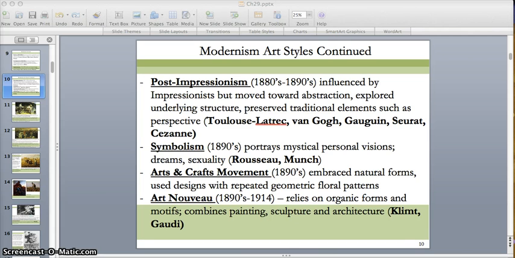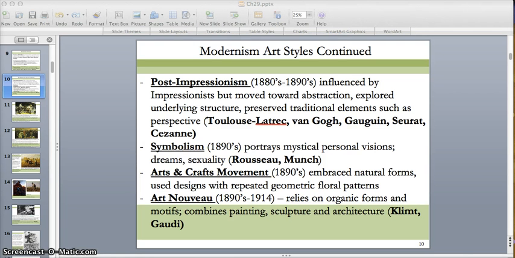Symbolism is a relatively brief artistic movement. It portrays mystical personal visions, dream-like subject matter, some sexuality, and you can associate Henri Rousseau and Edvard Munch with symbolism. Finally, the arts and crafts movement and Art Nouveau near the end of the chapter. The arts and crafts movement embraced natural forms and used designs with repeated geometric floral patterns. And this is the idea of art should be utilitarian.